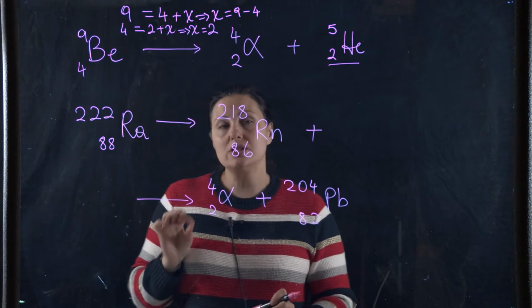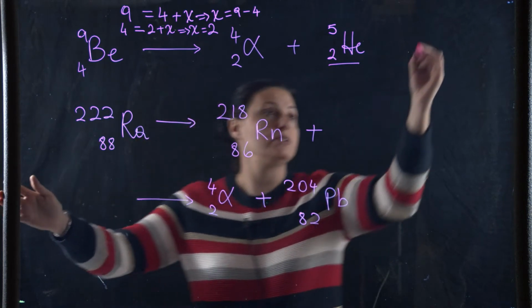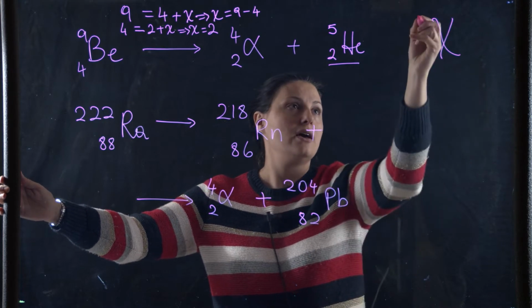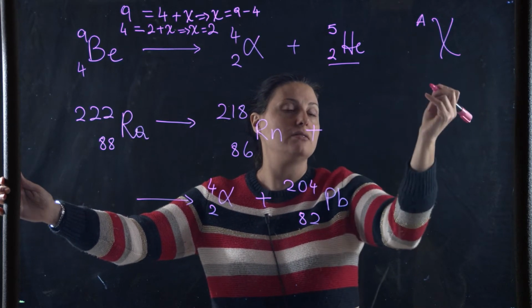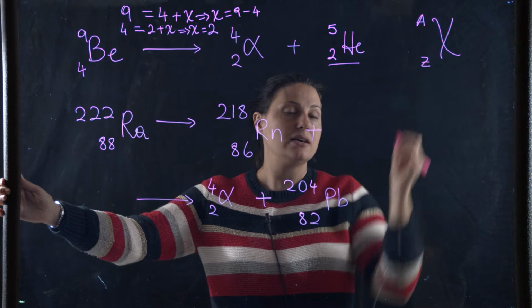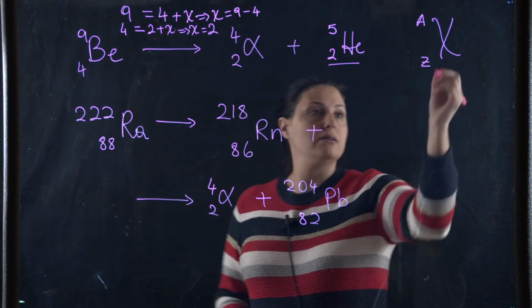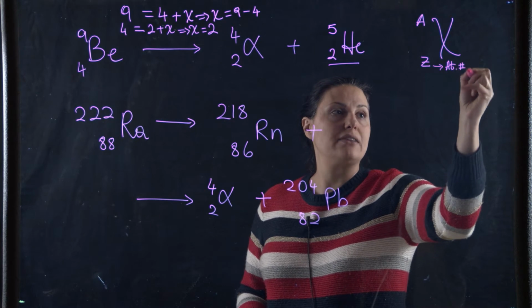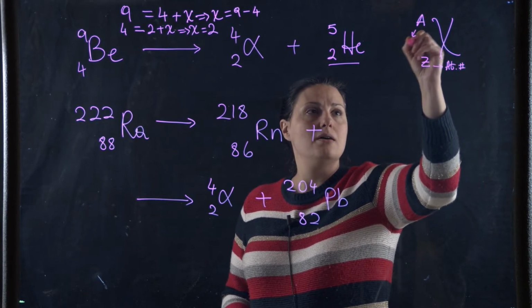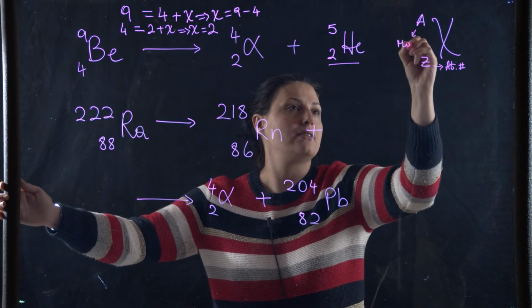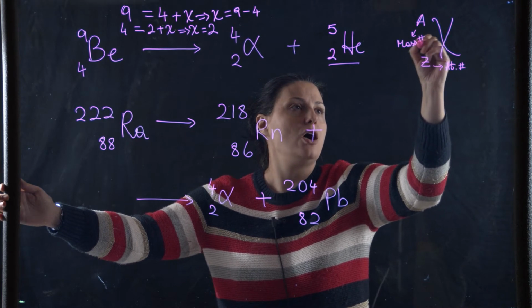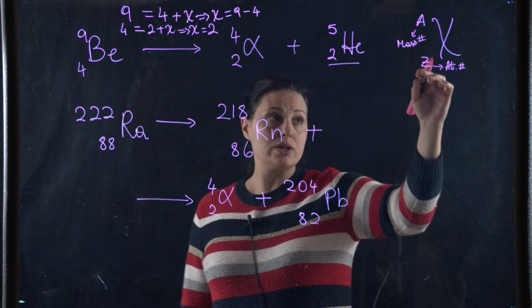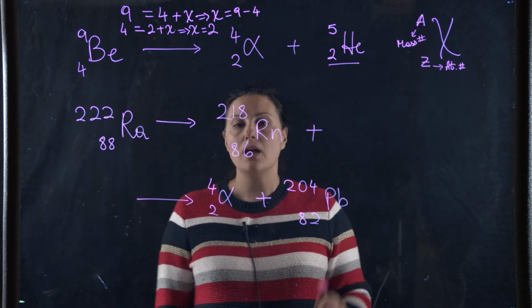Make sure you use the correct notation. So here's our notation. If x is the element, then A is going to be the mass number, and Z is going to be my atomic number. So the atomic number is at the bottom, and the mass number is at the top. Always, the top number is the largest, and the bottom number is the smallest of the 2.